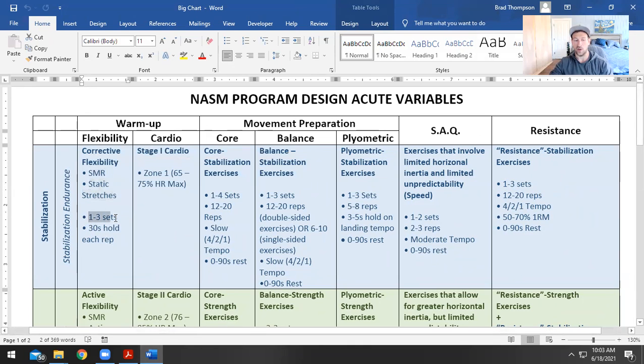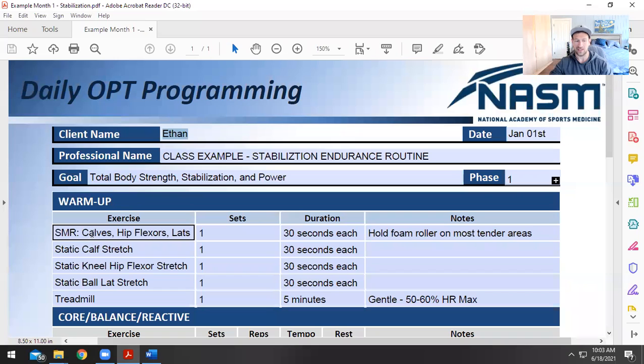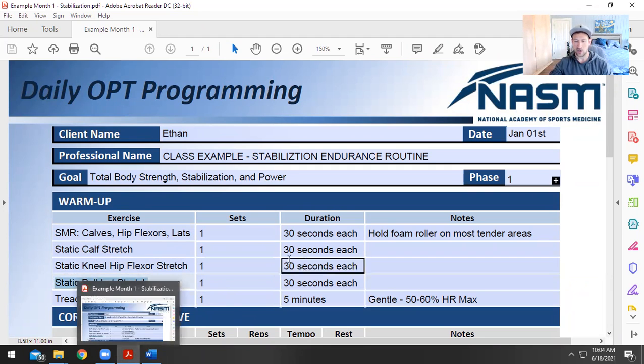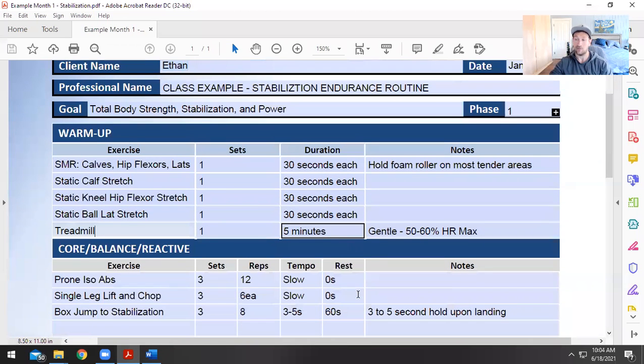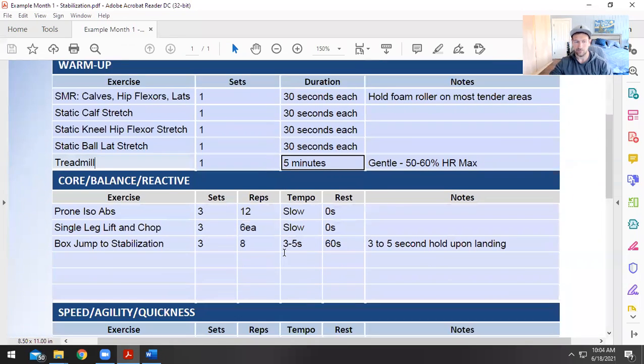And I'm going to do those for 1 to 3 sets, 30 seconds hold on each rep. And we can see that reflected here, right? So he's going to foam roll his calves, hip flexors, and lats for 1 set, 30 seconds each. And then he is going to do a static calf stretch, a static kneeling hip flexor stretch, a static ball lat stretch. Then if we look at his cardio, we're doing a gentle little warm up here on the treadmill for about 5 minutes to kind of get his blood pumping.